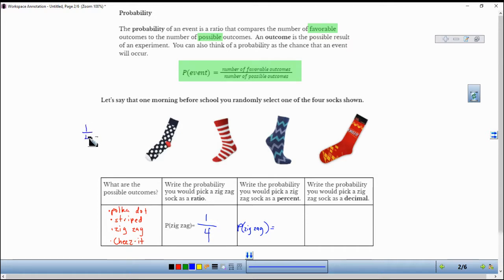Well, 1 out of 4, we can't really write that as a percent because percents are out of 100. But we can get that 4 to 100 pretty easily if we multiply by 25. So we're going to multiply the top and bottom by 25. And we get 25 out of 100, which is 25%. So just as we can write any fraction as a percent, we can write any probability as a percent too. So the probability of a zigzag sock is 25%.